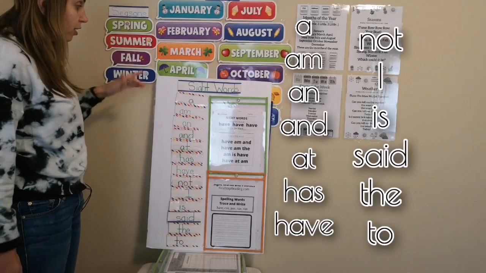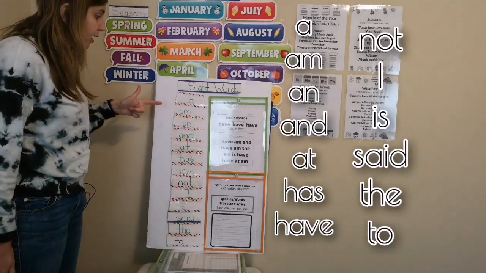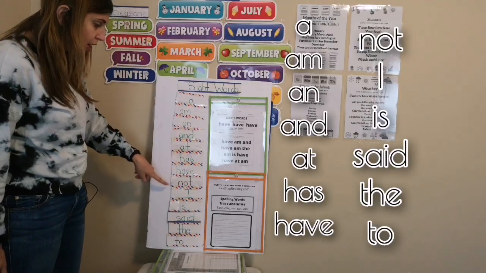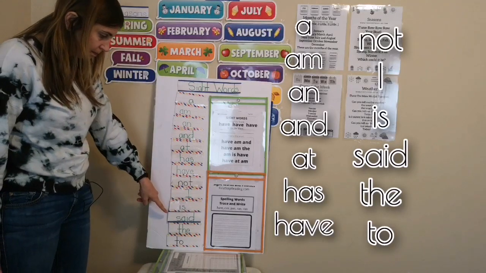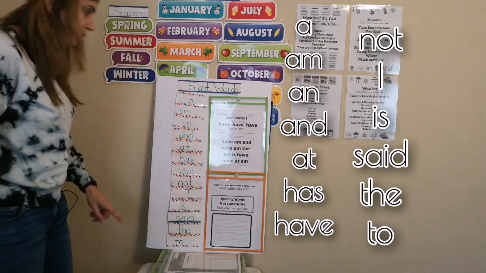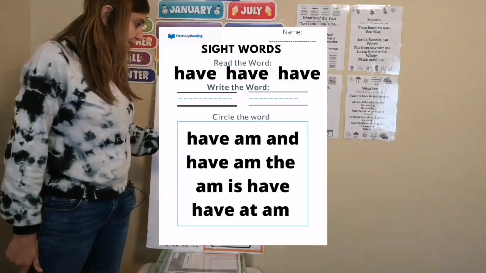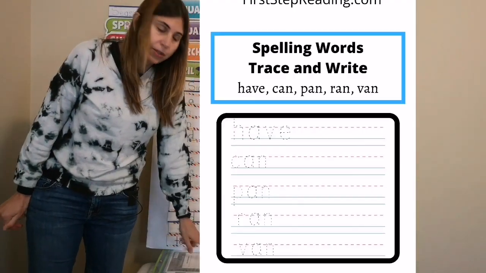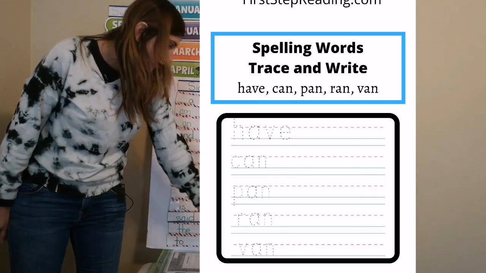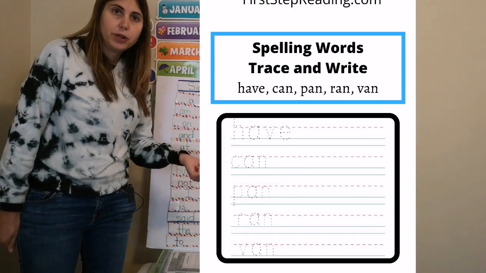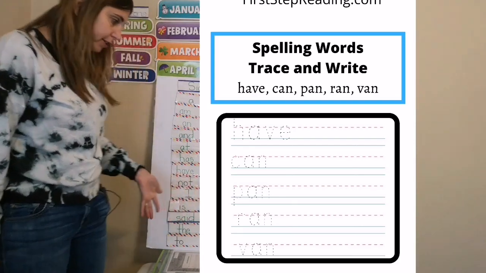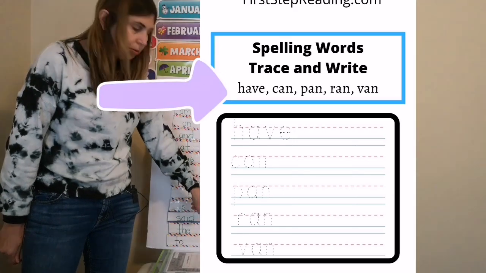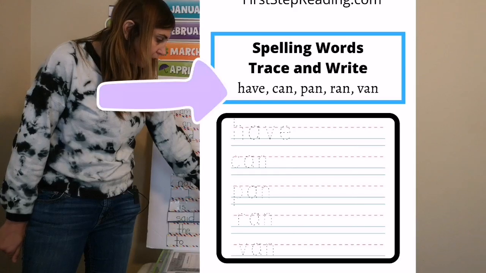So the words we've learned so far are a, am, an, and, at, has, have, not, I, is, said, the, and to. So we have worksheets to practice and a spelling list if you want to do a spelling test with an adult. You can trace the words, write the words, and then your adult can read the words without you looking, and you can practice spelling them by yourself. So the spelling words have the new word have, and then they have our word family words that you can sound out. Can, pan, ran, and van.